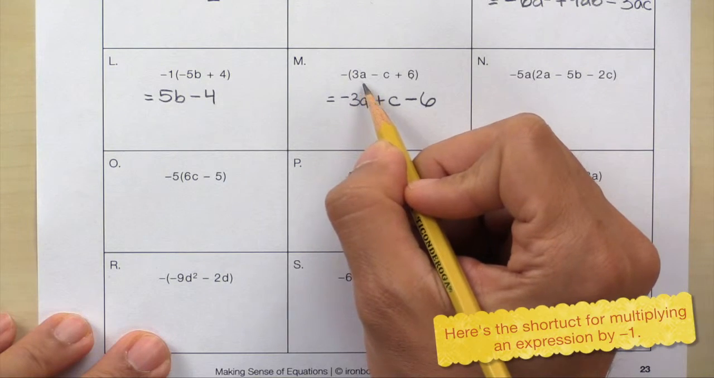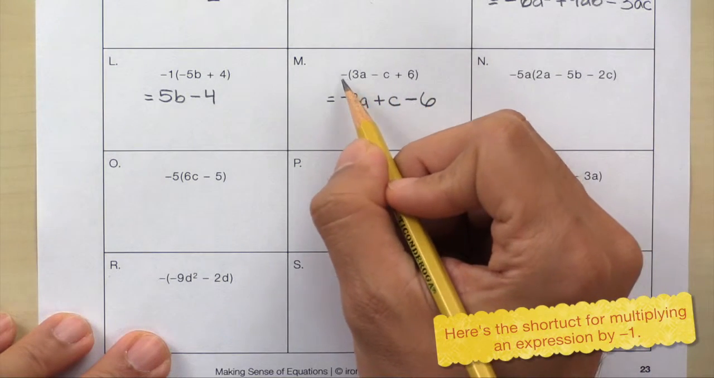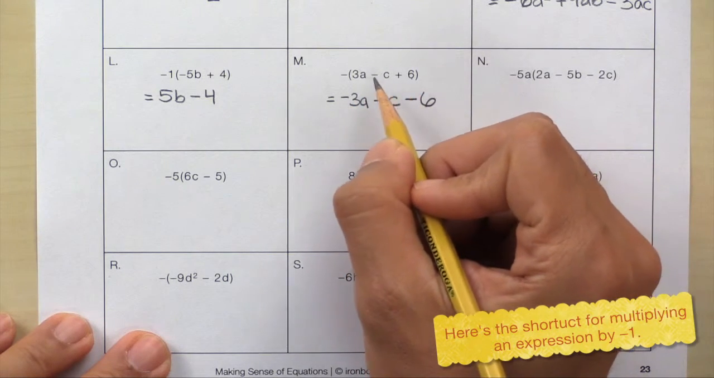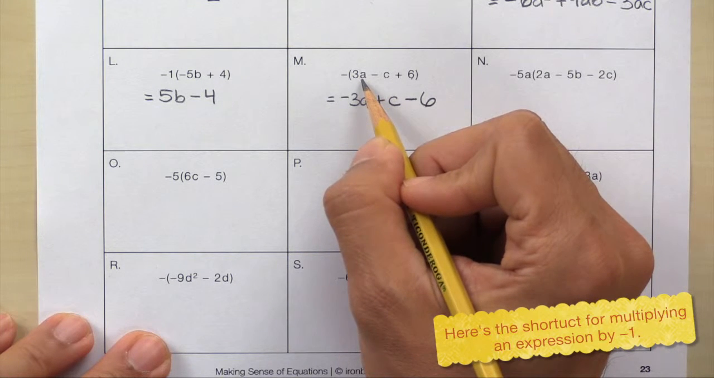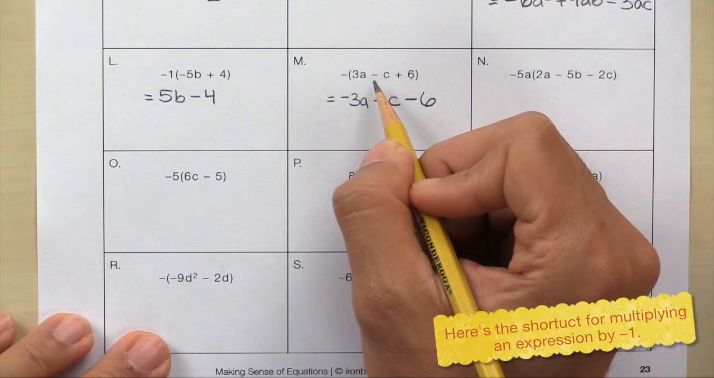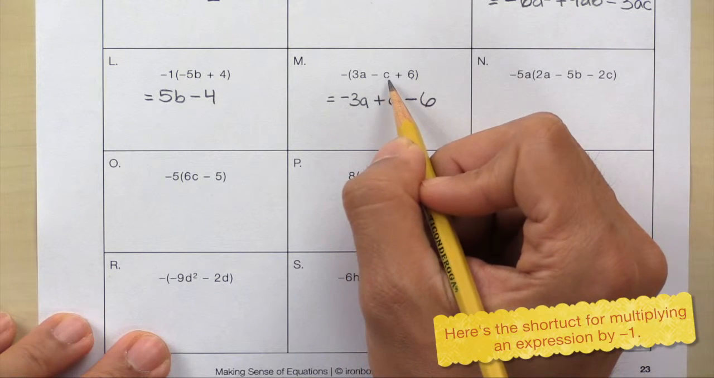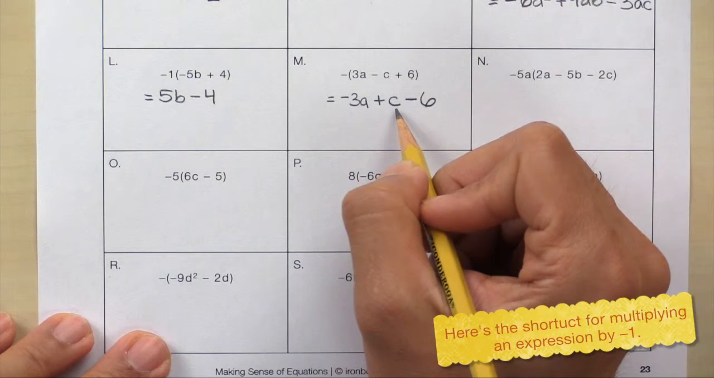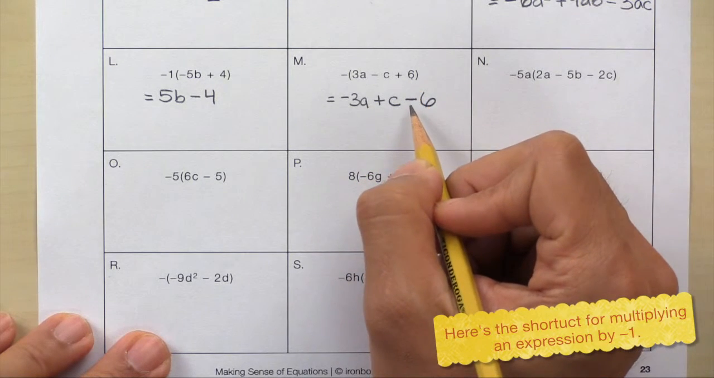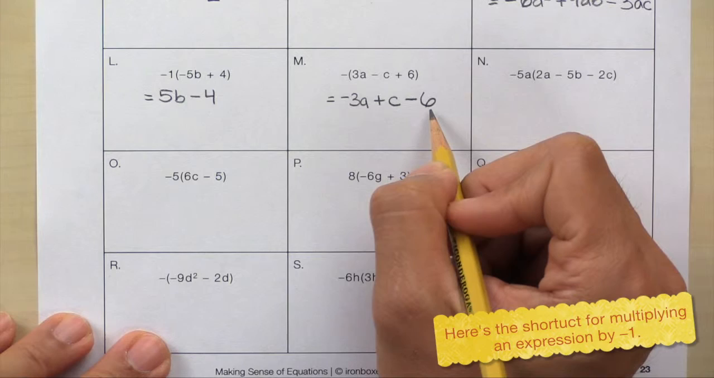Here's a shortcut that you can use. When we multiplied this expression by negative 1, all we had to do was change each of these signs. So instead of positive 3a, we have negative 3a. Instead of minus c, we have plus c. And instead of plus 6, we have minus 6.